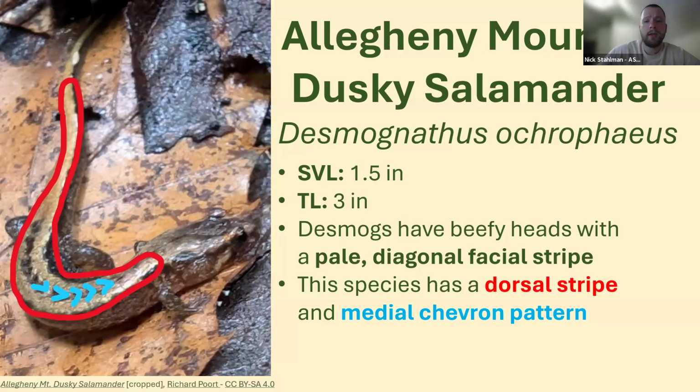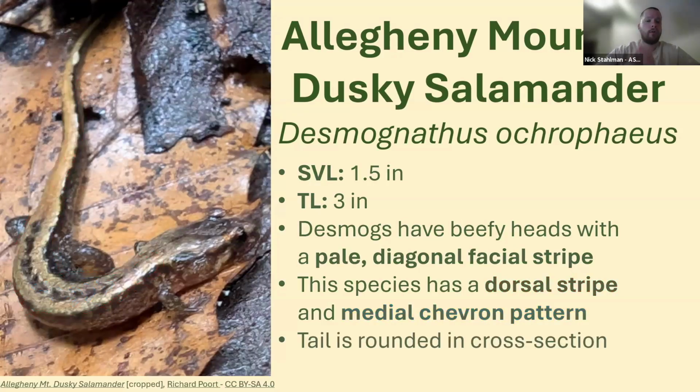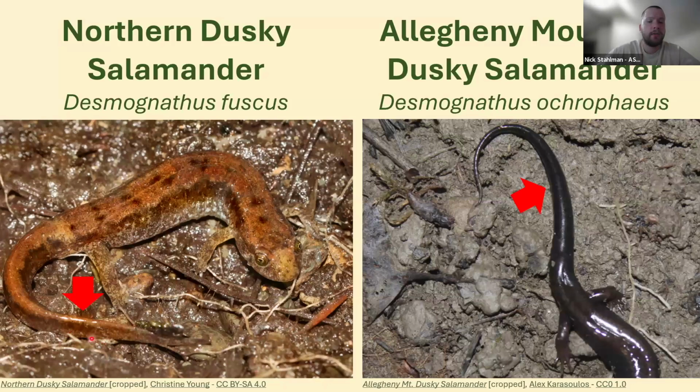And then the other big thing is the tail is round in cross section. So it is not keeled, it's round. And it's also very terrestrial. So if you're not near water and you got a dusky salamander, it's probably the Allegheny Mountain in our region and not the northern dusky. So again, northern dusky has this keeled shape, and this one has the round shape. The tail shape on a salamander can be a very important ID trait. Unfortunately, it's hard to show it in 2D, but especially with these confusing desmogs, there's a lot of other species in this genus, especially in the southeast. Tail shape can be very important.